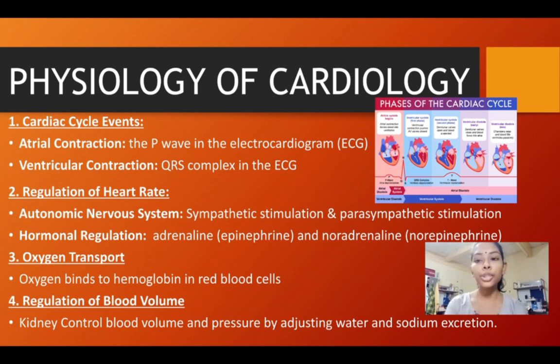Thirdly, we have oxygen transport. The cardiovascular system transports oxygen, nutrients, and hormones to tissues and organs and removes waste products. Hemoglobin in red blood cells binds with oxygen in the lungs, facilitating the oxygen transport to the tissues. And lastly, in the physiology of cardiology, we have regulation of blood volume. The kidneys play a role in regulating blood volume and blood pressure by adjusting the balance of water.